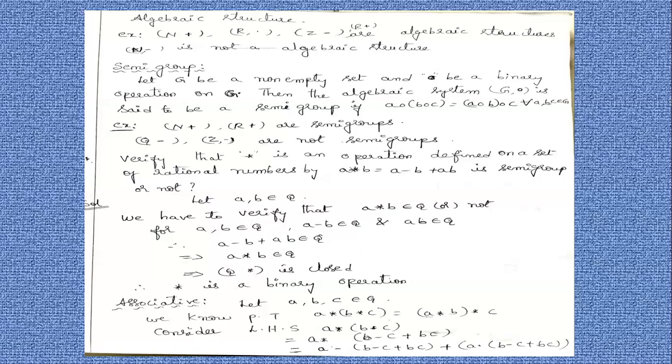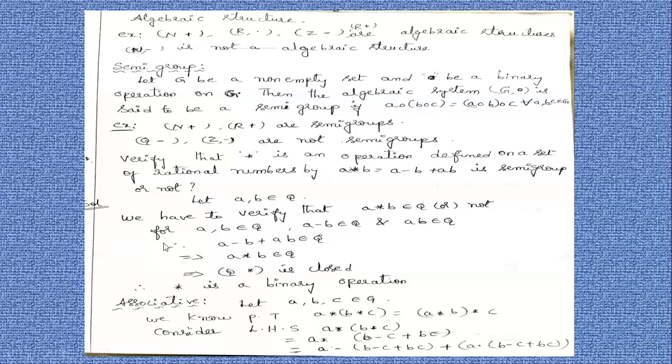A semi-group satisfies closure and associative properties. Now we are discussing the closure and associative properties here. What are you given? Let a, b belong to Q, because it is given that these are rational numbers. We have to verify whether a star b belongs to Q or not.